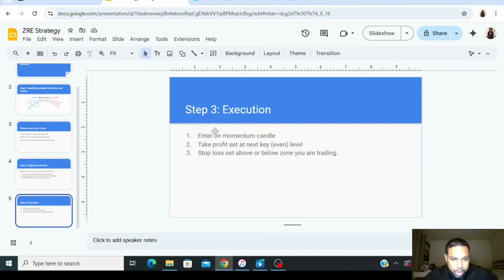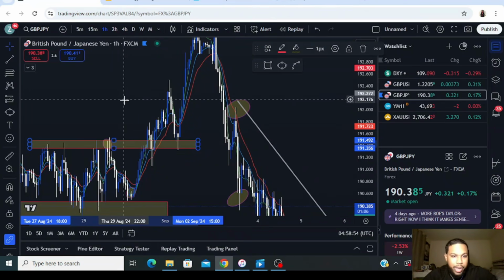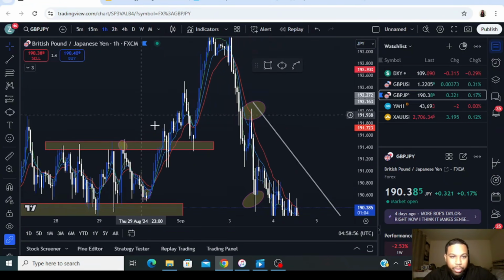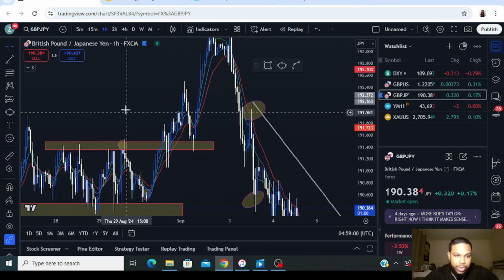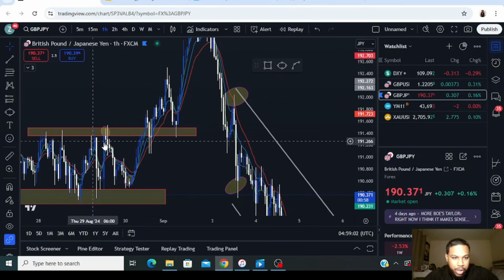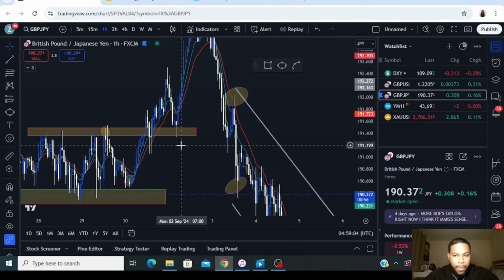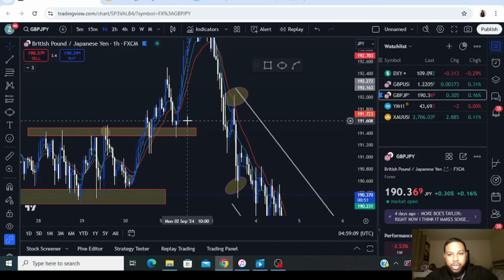So the first step in execution is enter on the momentum candle, right? And we're gonna go back to this example, on the break and retest. I'm also gonna do some examples with the downtrend and the uptrend. So you want to enter on a momentum candle. What does that mean? That means instead of just entering willy-nilly, as soon as you see these confirmations, you want to wait a little bit to ensure price is pretty much going in the right direction.